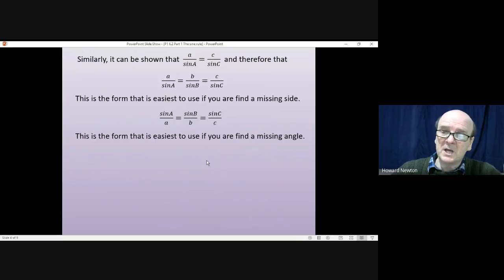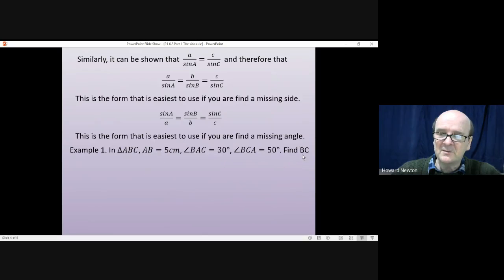We'll have a look at one example where you have to find a side and one where you have to find an angle. First of all, an example where you have to find a side. So you're given some detail on a triangle and then you're asked to find the length of BC. The first thing you should do is make a very quick sketch of the triangle, just to make it absolutely clear what's going on and what you need to do. So I'll let you have a go at this example yourself, pause the video, and then come back to me again when you're ready.